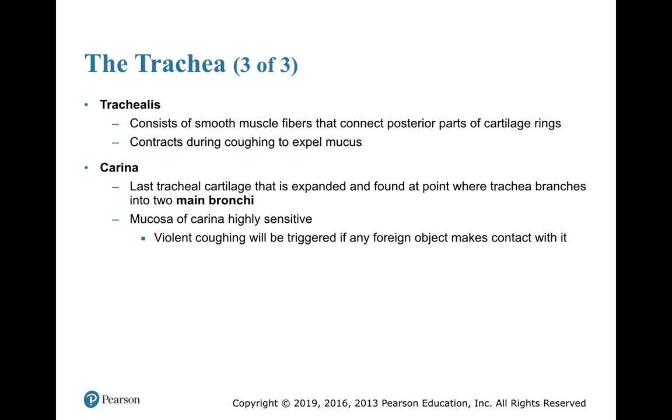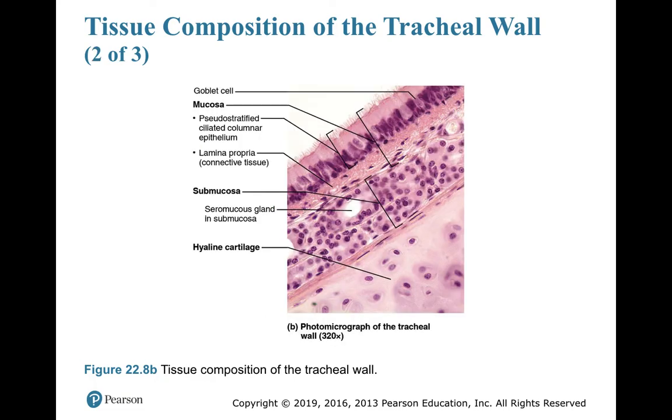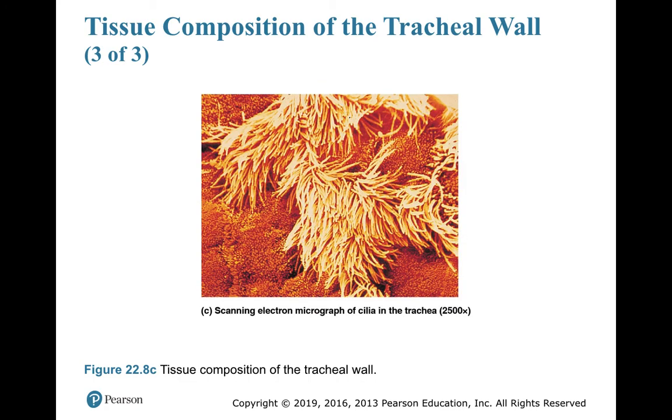The mucosa here is very sensitive, and if it is touched or a foreign object makes its way to it, it will lead to a violent coughing fit. And here's a microscopic view of it, and an electron microscope view of the cilia on the ciliated pseudostratified epithelium.